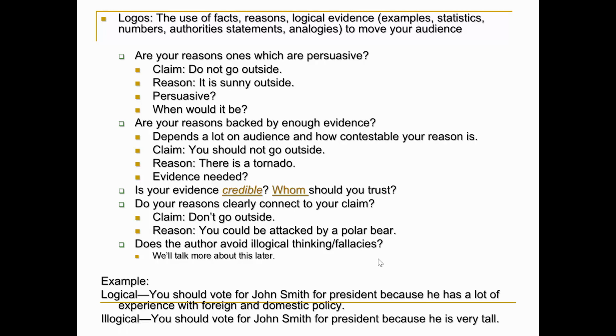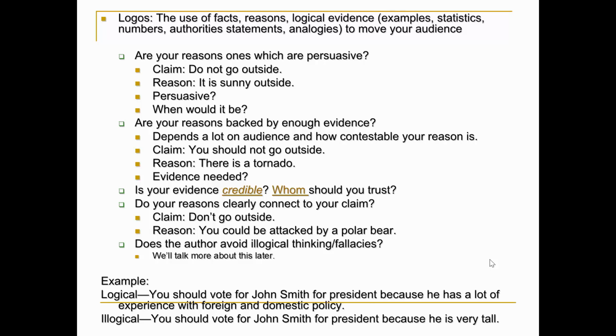And that is a whole other lecture reading. So we'll get into that later. But that's just basically where there are gaps in logic. So here's an example of one statement that is more logical and one that is more illogical. If somebody was arguing this to me, this is how my rhetorical analysis would go.